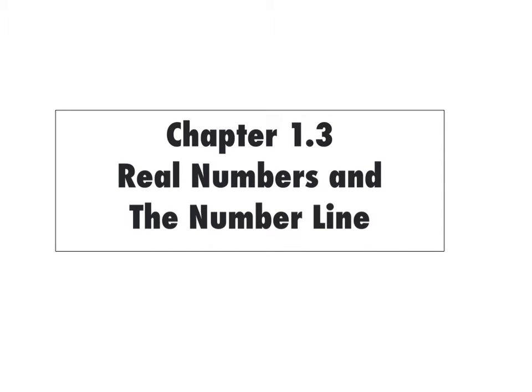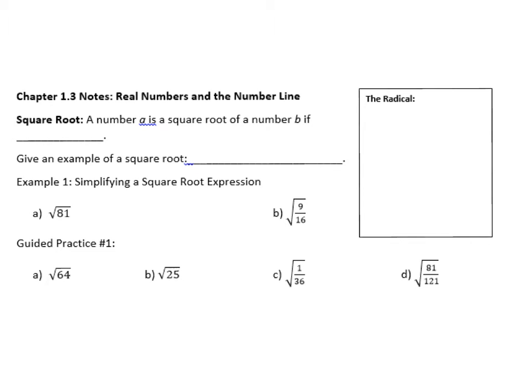Okay, moving on into 1.3. This is on real numbers and the number line. Every number you know so far is a real number. First, we're going to talk about square roots. A number A is the square root of a number B if A times A equals B.